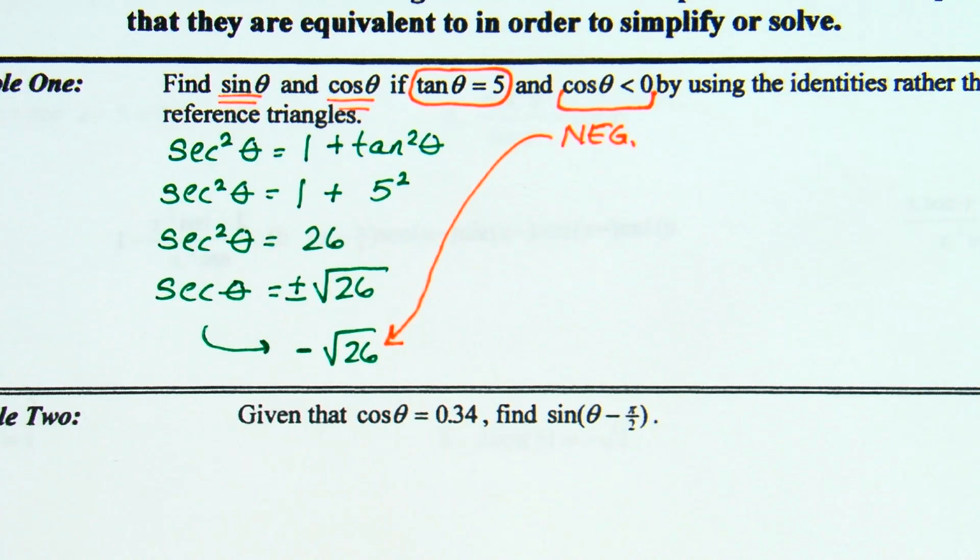Okay. So I did that work. I used the Pythagorean identity. I found secant. Was I supposed to be finding secant? No, we were supposed to be finding cosine. It wasn't for a waste, I promise.